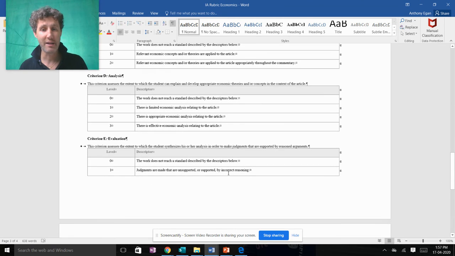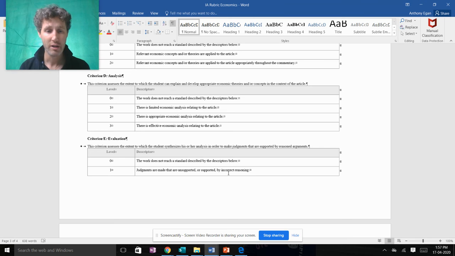So the analysis criteria looks at the extent to which you can develop appropriate economic theories and concepts in the context of the article. So you need to show that you're explaining all your theories, drawing diagrams, and you're explaining them effectively. You're using all your relevant economic theory to explain the article.